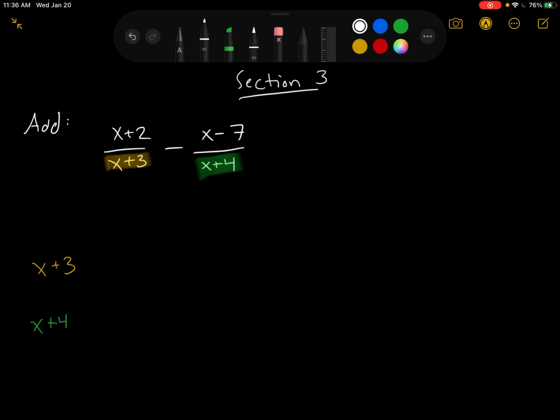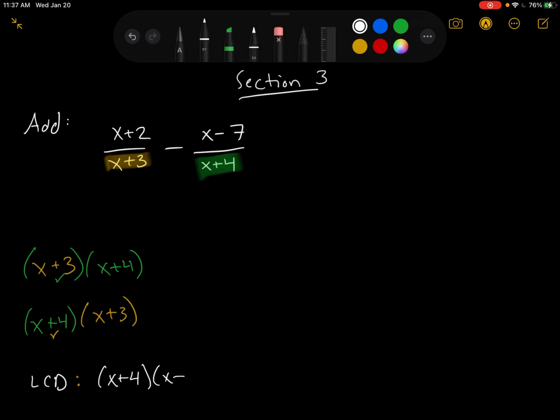So now let's go to our LCD. We can start with either one of these and look for anything that it's missing. So if we start off with our yellow one, it looks like obviously we already have our x plus 3 factor, but we're missing this x plus 4 factor. So we need to make sure we include both of those. The same thing goes if we start with our x plus 4. We already have that included, but we're missing our x plus 3 factor. So again, we need to make sure that all new factors are included for either denominator. So in this case, our LCD looks like x plus 4 times x plus 3.